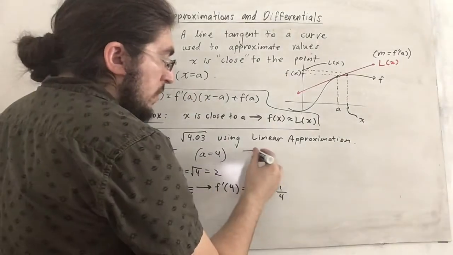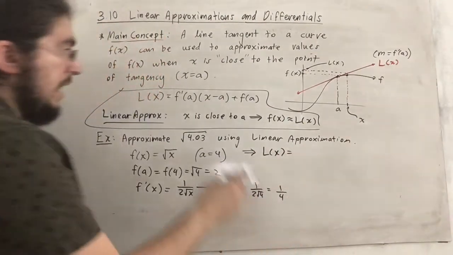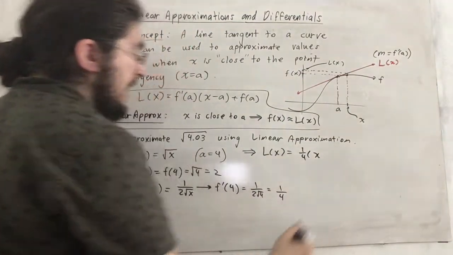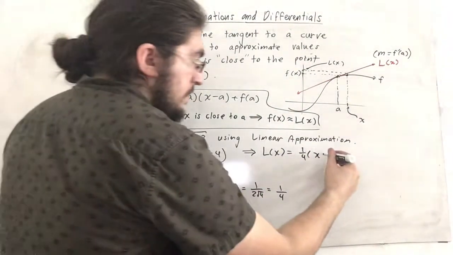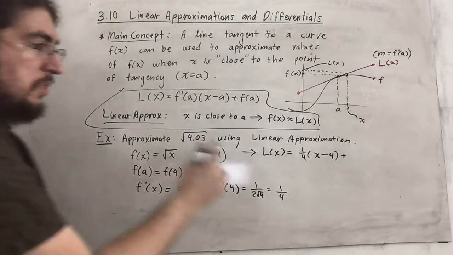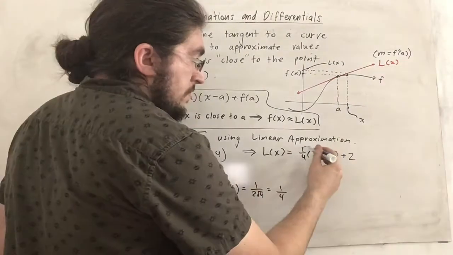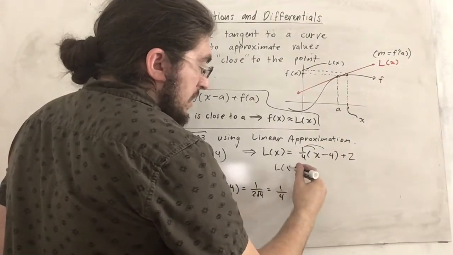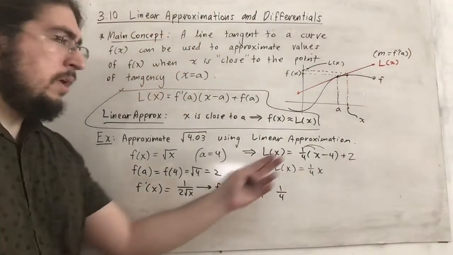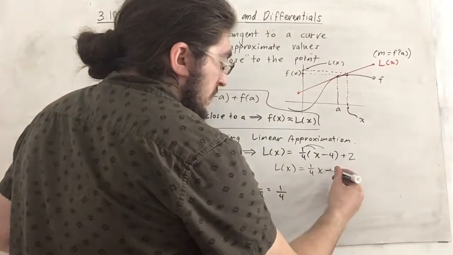So from all of this, we can say the following. We can say L of x is f prime of a, which is 1/4, times x minus a, which is 4, plus f of a, which is 2. Good. If we distribute, then we get L of x is equal to 1/4 x. I'm going to skip a little bit. 1/4 times negative 4 is negative 1, and negative 1 plus 2 is positive 1.